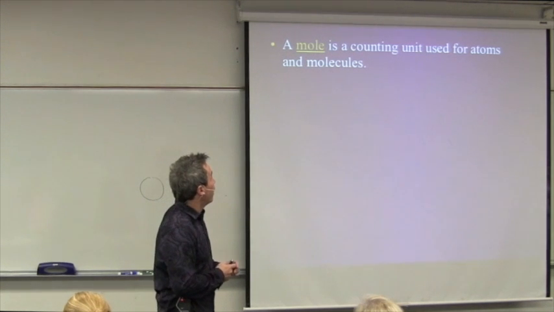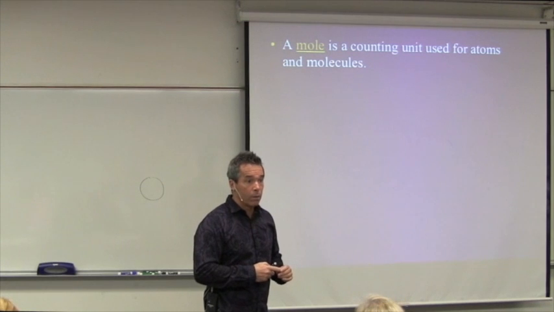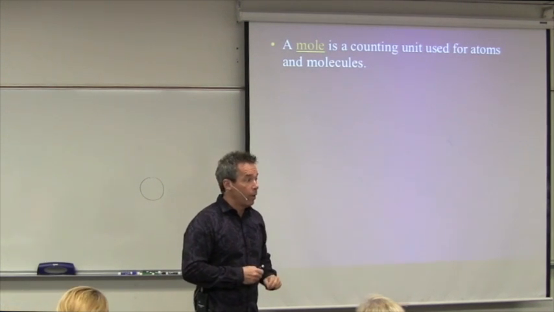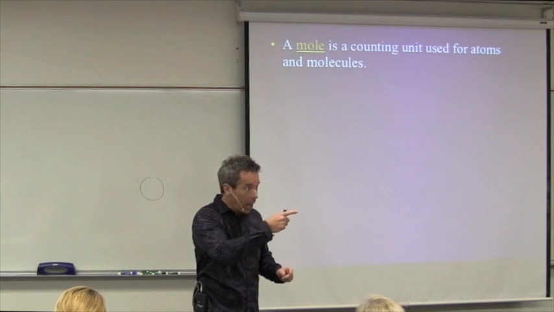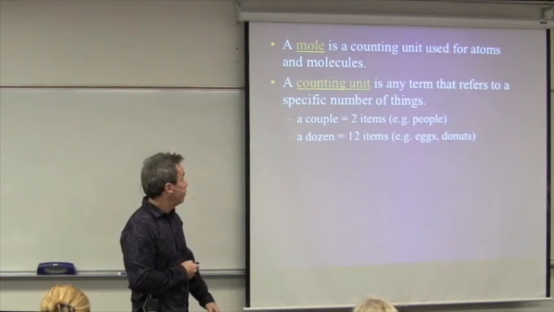A counting unit is any term that refers to a specific number of things. Can you guys think of any other counting units? What if you're going to count two things? What do we call that? A pair or a couple.